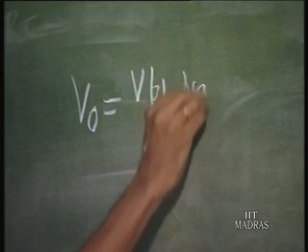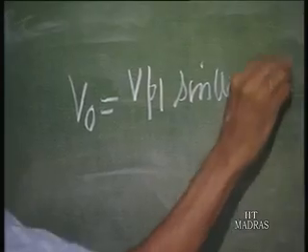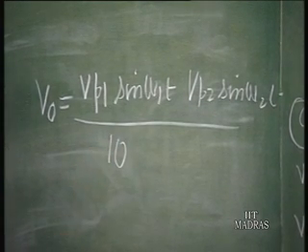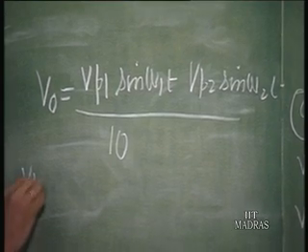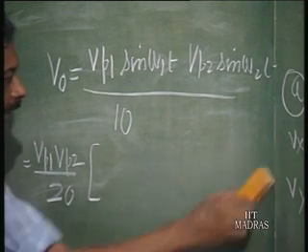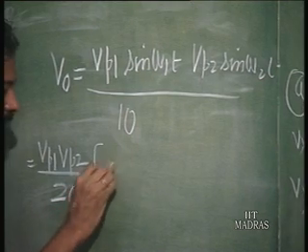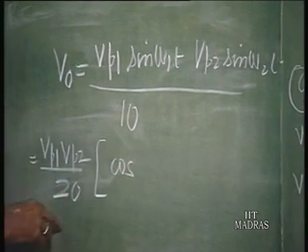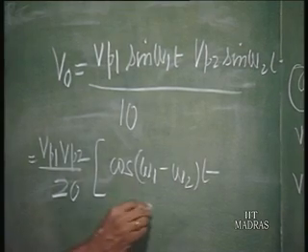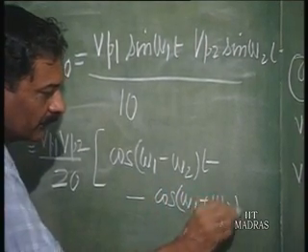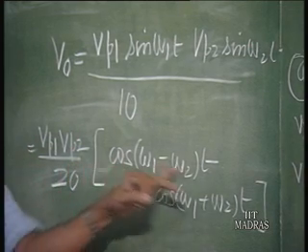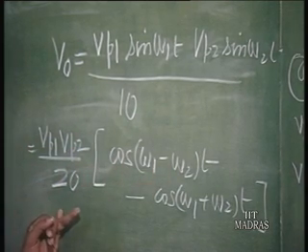Vp1 sin omega 1t, Vp2 sin omega 2t, divided by 10, which is going to be Vp1 Vp2 by 20 times sin A sin B. That is, a factor of 2, cos A minus B, which is omega 1 minus omega 2 t, minus cos omega 1 plus omega 2. sin A sin B is equal to cos A minus B minus cos A plus B by 2. This is now known to you.